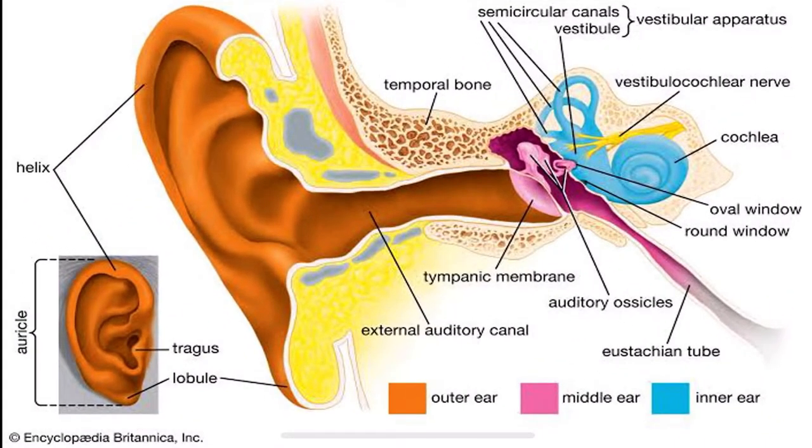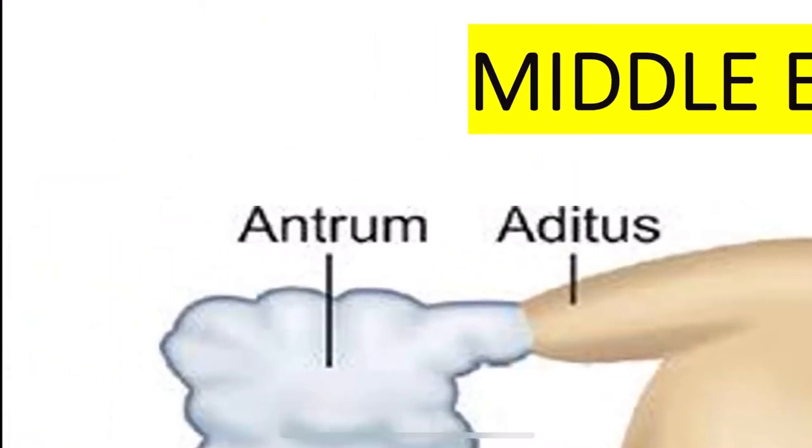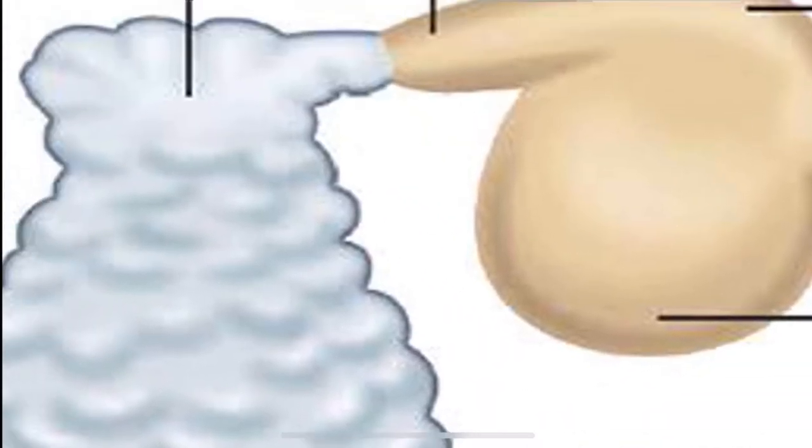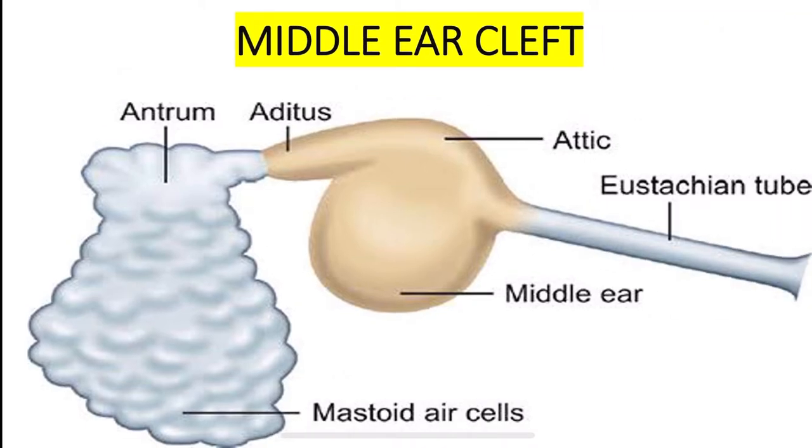Okay. So we'll be focusing more on the middle ear. So you know where the middle ear is in the ear. In the middle ear cleft, you have to remember the attic, which is a constriction, and then the antrum, which communicates posterior-inferiorly with the mastoid air cells. Then the eustachian tube, you can see from this picture how it is continuing. So you have to remember the antrum and the mastoid air cells, the empty space, antrum, additus and attic.